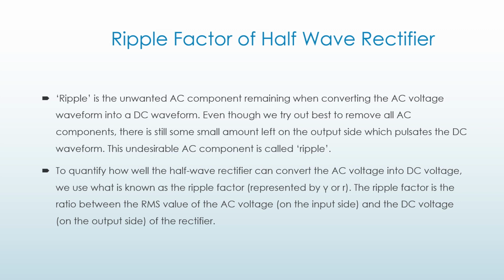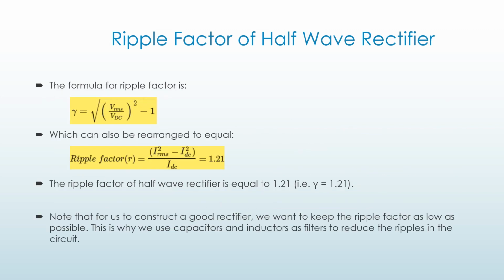The ripple factor is the ratio between the RMS value of the AC voltage and the DC voltage on the output side of the rectifier. Ripple factor of half-wave rectifier is given by the formula: the square root of (Vrms by Vdc) whole squared minus 1.